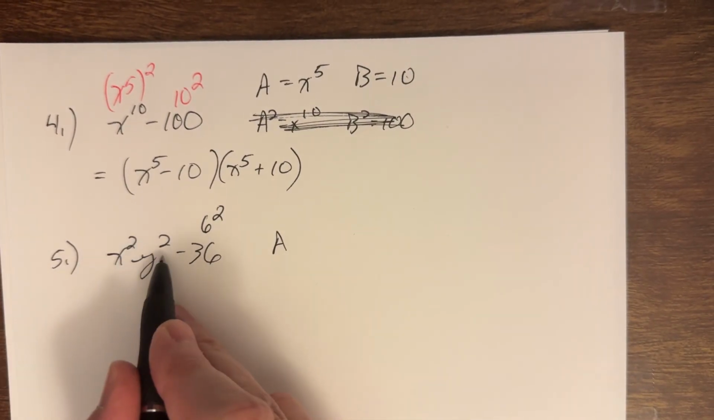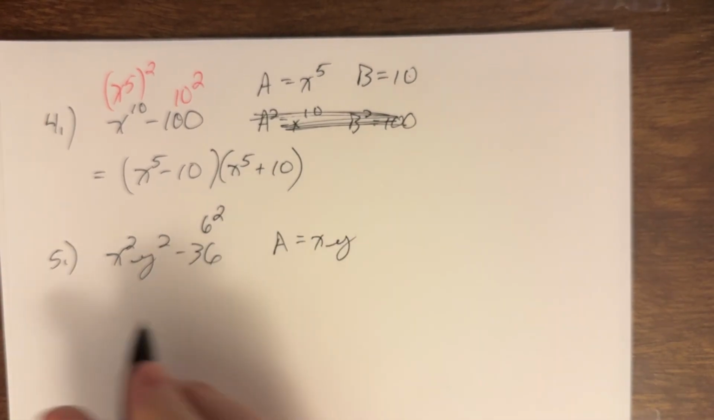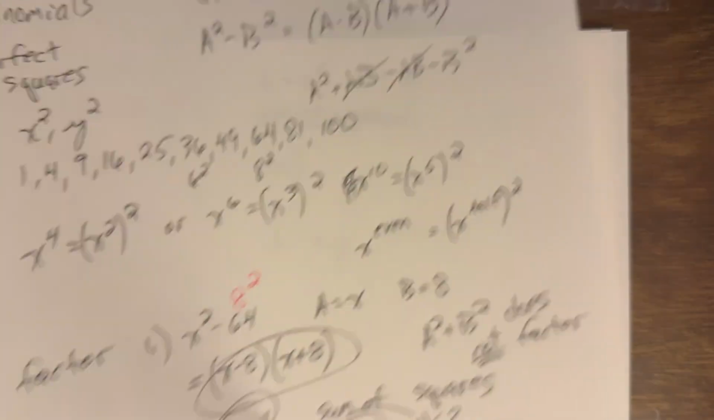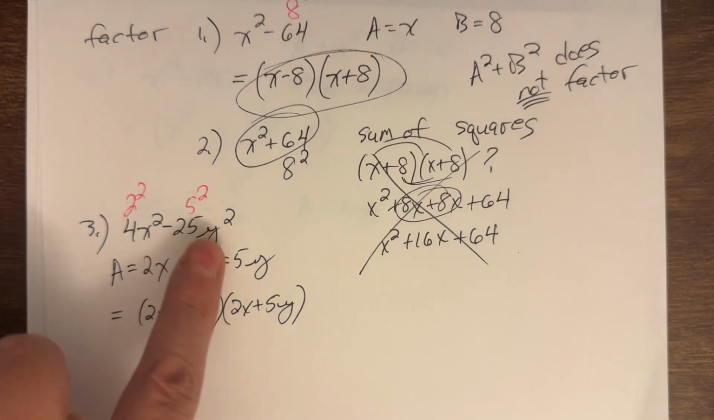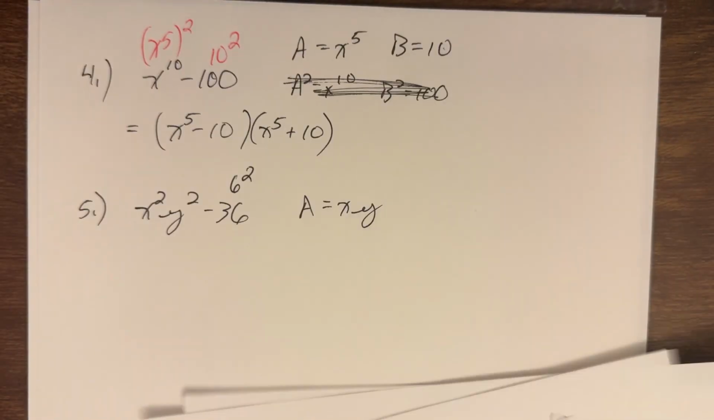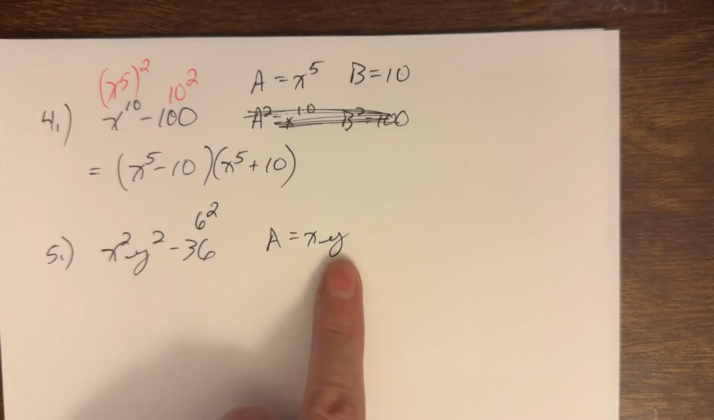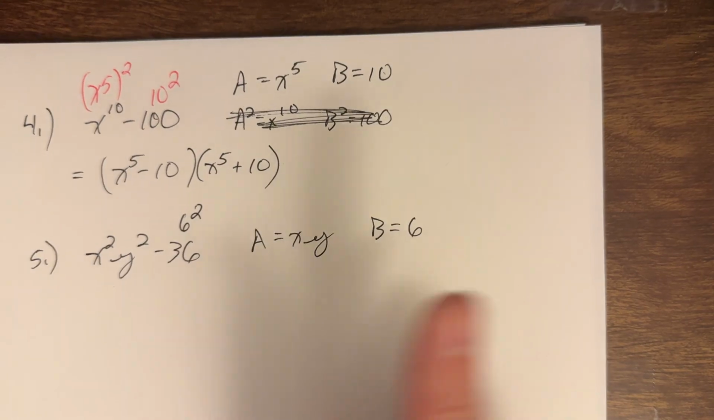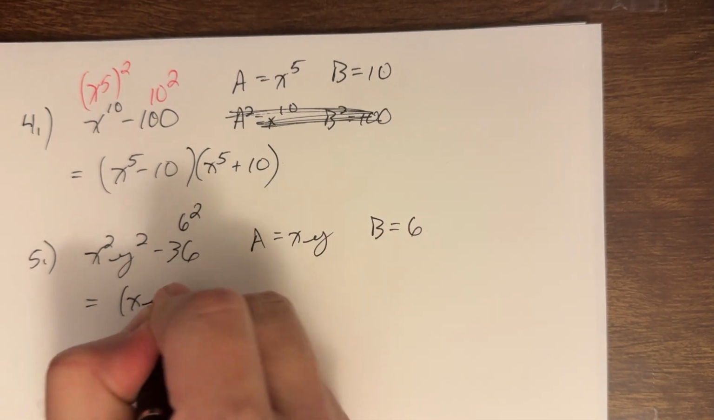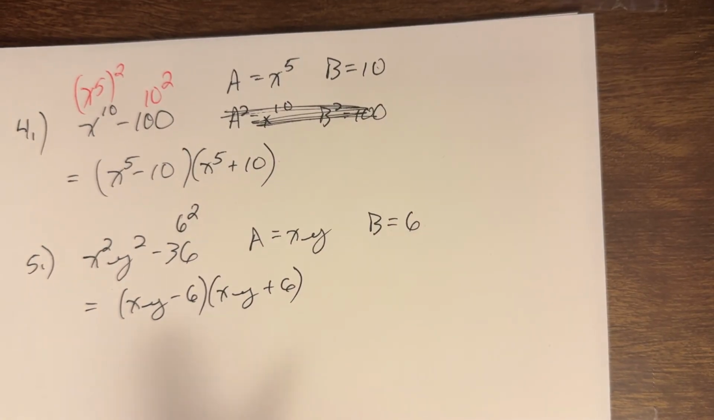Well, if both of these are squared, both of these need to combine to be a squared, so a will contain both rudimentary pieces. Just like we went back here, 2 squared x squared, a was 2x, 5 squared y squared, b was 5y. Well, in that same way, if a squared is x squared y squared, a would just be the plain xy, b would just be the plain 6, a minus b times a plus b.